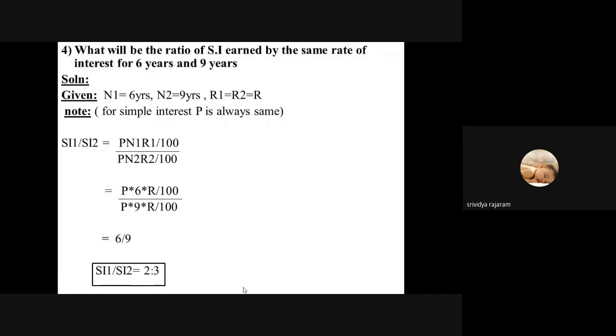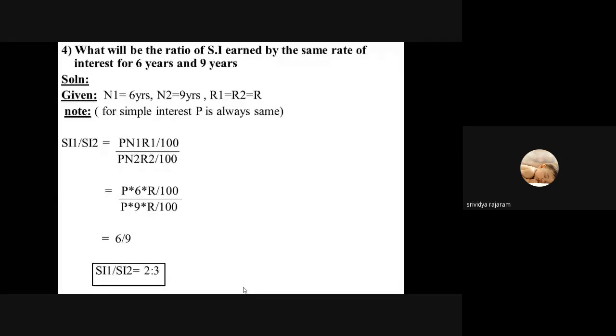How? Make a note that they didn't mention any values, right? They didn't give any value of P, they only mentioned the number of years. But they gave a hint that the rate of interest will be the same for both the simple interests. So R will be the same for simple interest for 6 years as well as simple interest for 9 years. So with this, we are going to solve the problem.